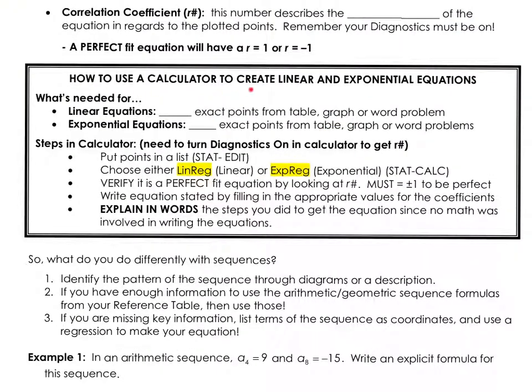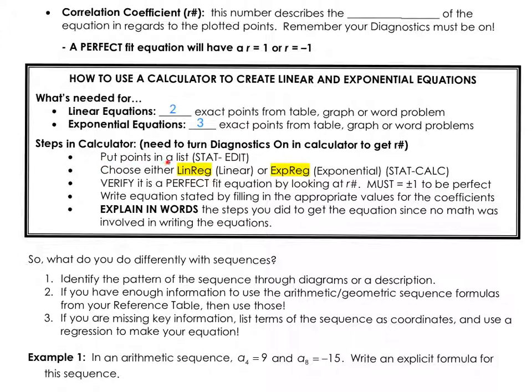So how to use a calculator to create linear and exponential equations. What's needed for linear equations? Well, remember we just talked about needing 2 exact points from a table or graph or word problem because we know there's only one equation that'll go through 2 points. But if we have more, that's always helpful. For exponential equations, we want 3 exact points from the table, graph, or word problem. And that's because of the curve aspect. We want to make sure that we have the right equation.